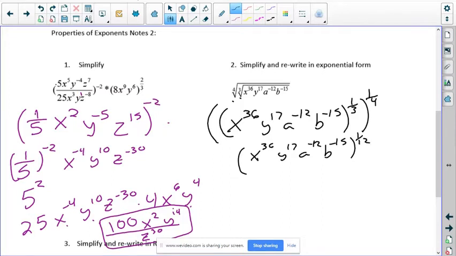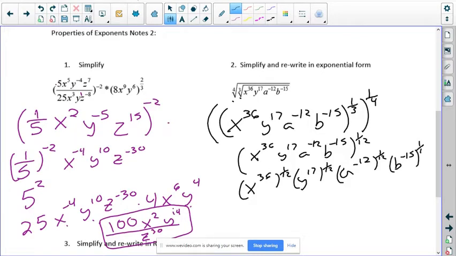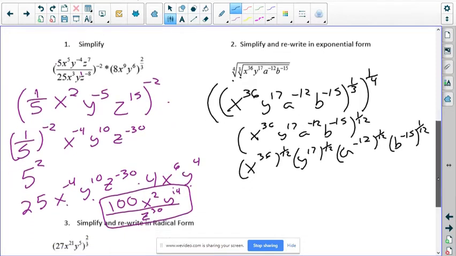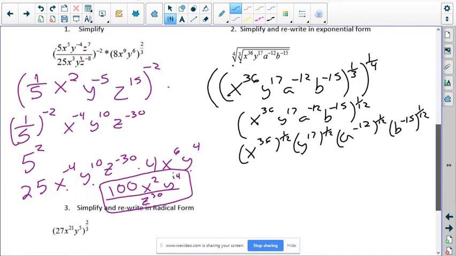We can apply this power to each component. So we have x to the 36th to the 1/12th, y to the 17th to the 1/12th, a to the negative 12th to the 1/12th, and we have b to the negative 15th to the 1/12th. So since we have a power to a power, we can go ahead and multiply our exponents again.